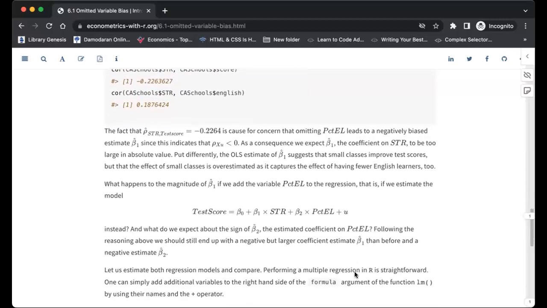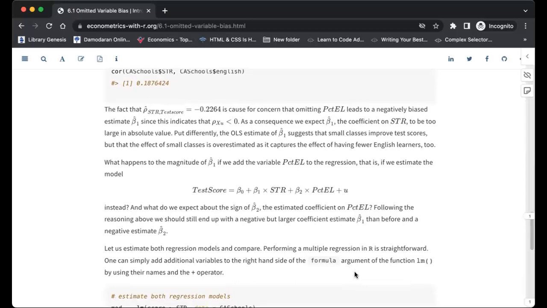So in this model here, we see what will happen to beta 1, the estimate of the student teacher ratio, if we include the percentage of students that are learning English. It is going to be negative, and the coefficient is going to be even larger than the previous one. And this we could easily confirm by estimating the model in R.